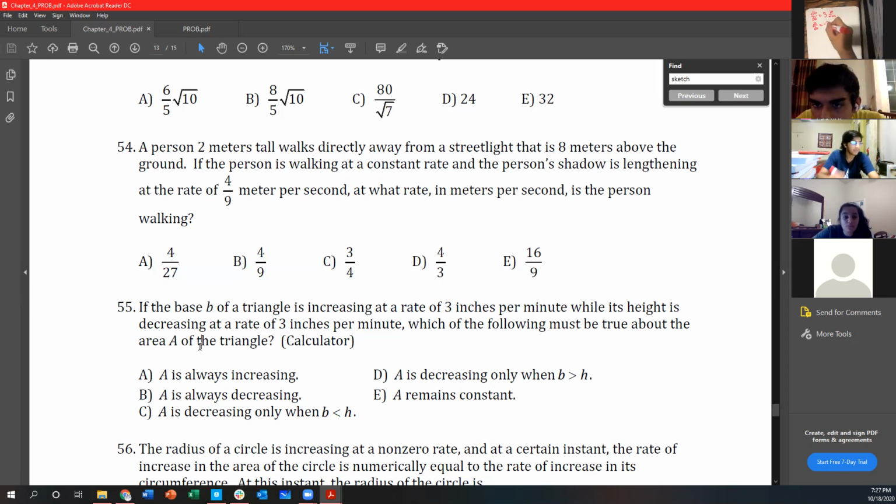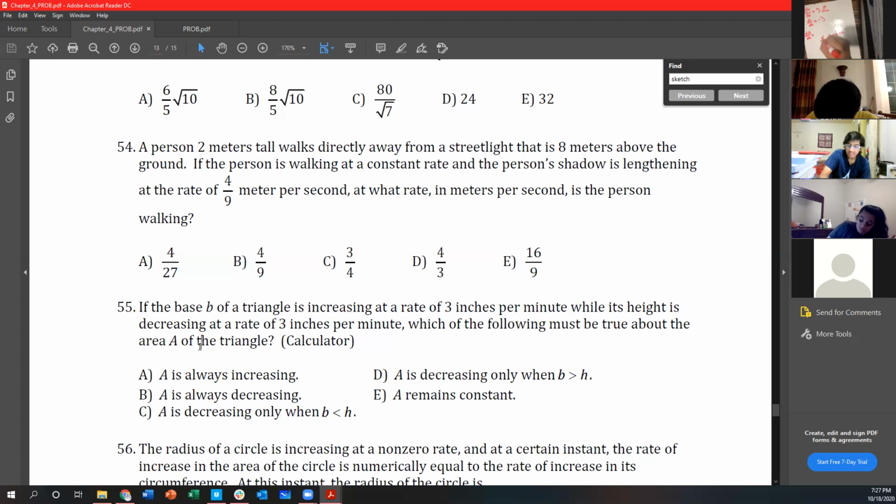Okay. What about dh dt? It's -3, right? Because it's decreasing. Okay. They're asking me what happens to the area. So if I wanted to figure out dA dt, somehow I need to use this information and convert it to area terms. So what is area, equation-wise, in terms of a triangle? 1/2 BH. 1/2 BH, good.